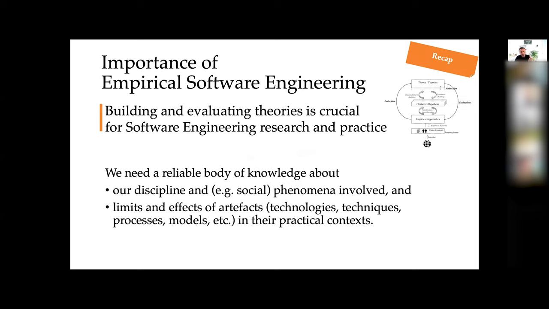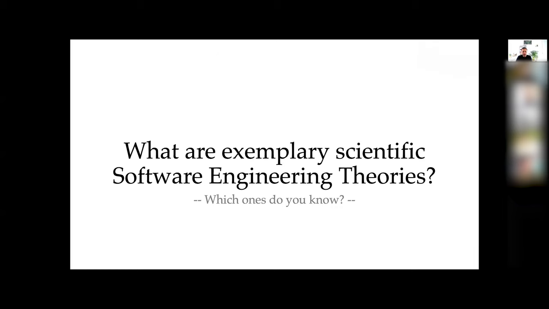And the ultimate goal is to build a reliable body of knowledge about two things, with more insight-oriented questions about the discipline itself and all the phenomena involved, for example, how people communicate with each other, but also to understand what the limits and the effects of specific artifacts are in practical context. So any kind of technologies, techniques, processes, languages, tools, and so on and so forth. And we do so by building scientific theories. But the key question, of course, is now, which scientific theories do we have in software engineering? Do you know any? And if yes, which one do you know?